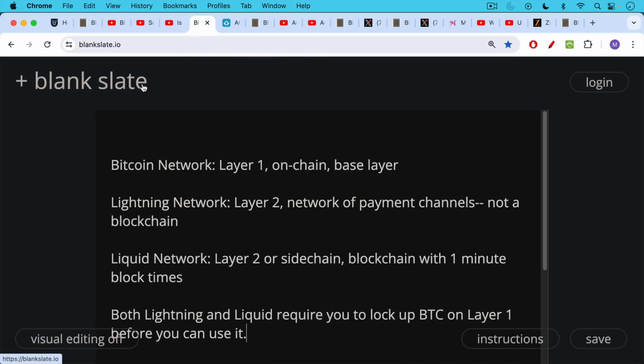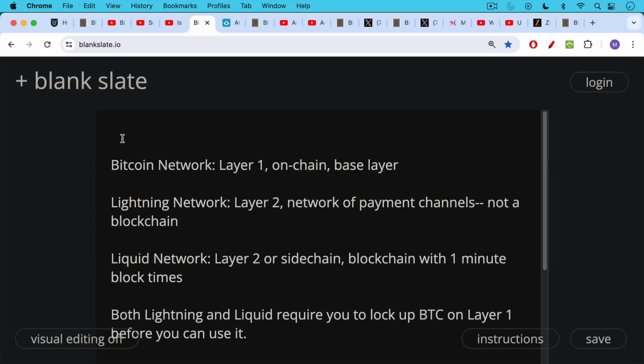Just to review quickly these different networks so we can have a discussion today. Bitcoin network, also known as layer 1 on chain or the base layer. This is the Bitcoin blockchain as well. The Lightning network, which is a layer 2 built on top of the Bitcoin network. The Lightning network is a network of payment channels. It's not a blockchain. It's interconnected payment channels, and not all channels connect to each other. The Liquid network, another layer 2, some people prefer to refer to it as a sidechain. This is a blockchain, just like the Bitcoin network is, a blockchain with 1 minute block times, deterministic block times, rather than 10 minute probabilistic block times as the Bitcoin network has.